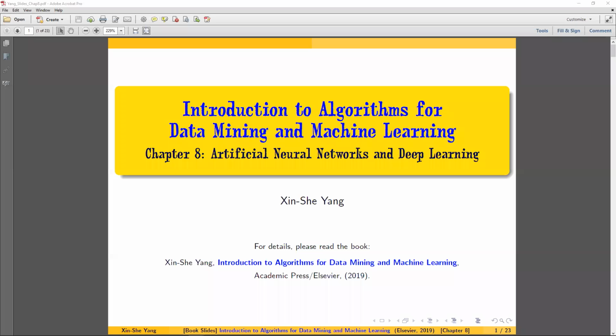Hello everyone. Welcome to Module 8 for Data 609. We focus on artificial neural networks and deep learning. As the course progresses, as you can see, at this stage we are at the final stage of the algorithms that we're interested in discussing. So let's take a look at artificial neural networks and deep learning.